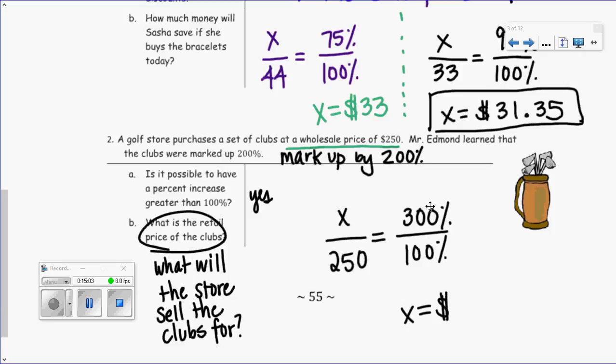Okay, if you are listening or watching, hopefully that means you unpaused it. And did you get $750? If they mark it up by 200%, that means that they're actually selling it for 300% because it went up 200%. Okay, and that's going to be a wrap on lesson 7.